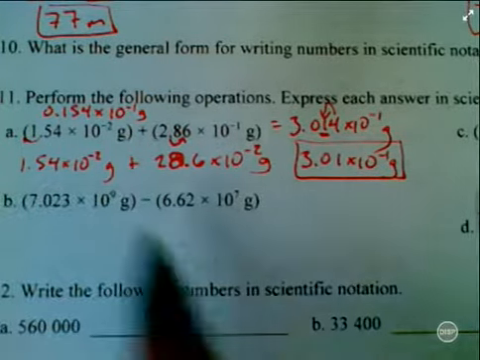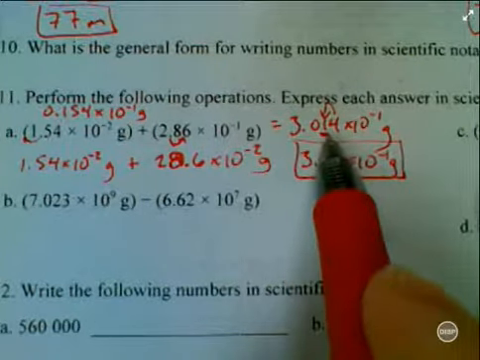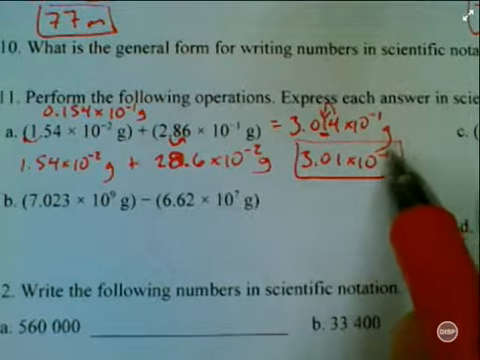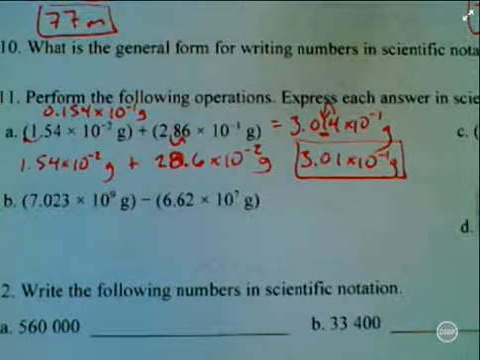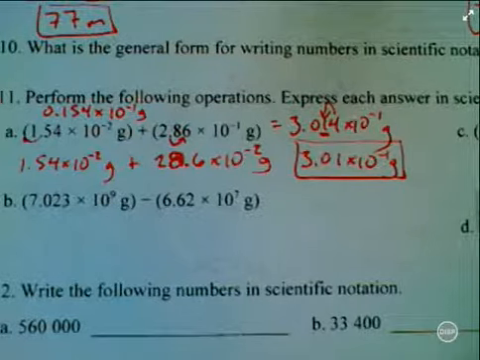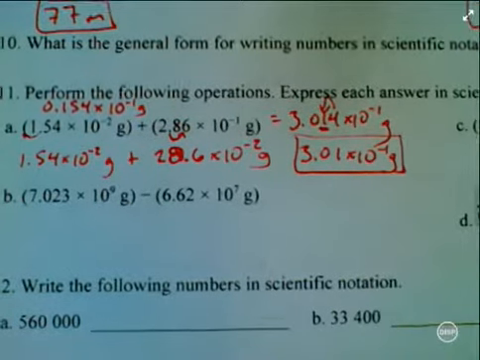Now here's the thing. If you punch this into your calculator, you will get 30.14 times 10 to the negative second. That's simply not in scientific notation. So you're going to have to move the decimal over one place to the left. That will change your exponent back to negative 1, and so you'll still come to this final answer.